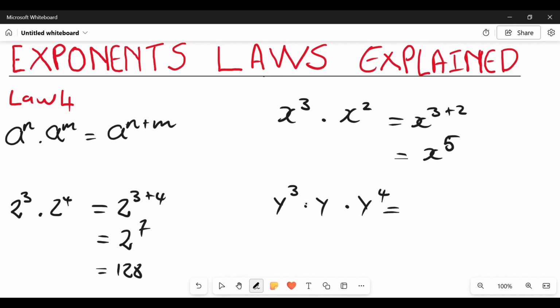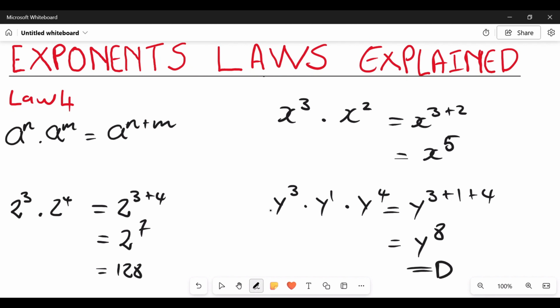It doesn't matter how many bases we have here, guys. We're just going to add. So first we write the base, and then we start with the first exponent there, which is 3, and then we plus. Remember, this y has the exponent of 1, so we can say plus 1, and then the last one there plus 4. If you continue like this, this is going to give us y to the power of 8. There we go, guys.